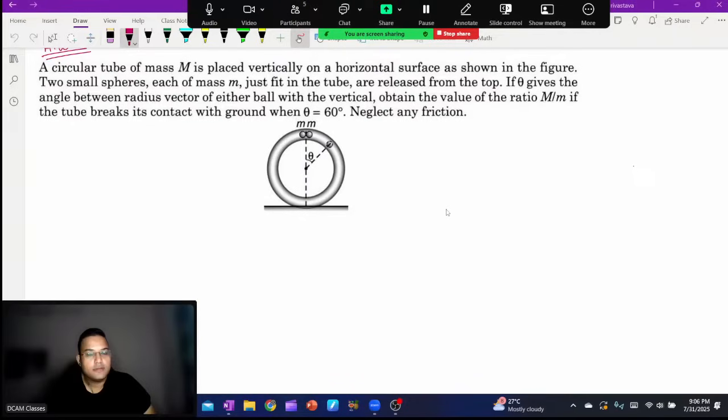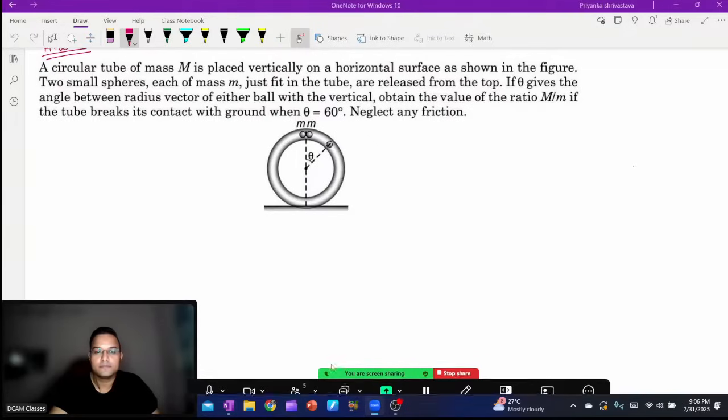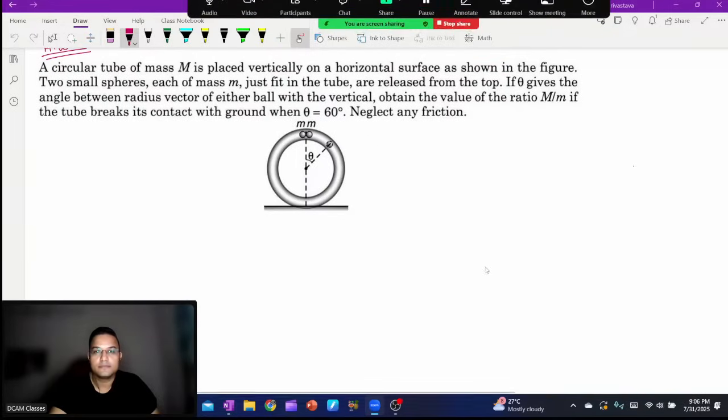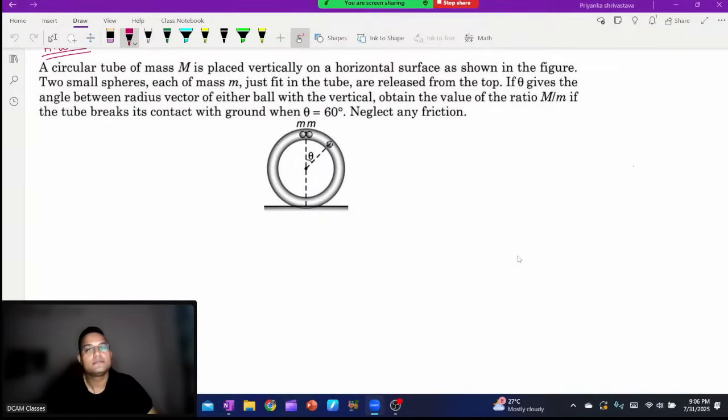Sir, I got one idea. Tell me the idea, that is what I want to hear. We have to obtain the ratio of the mass at which the tube breaks contact. Sir, the mass M is initially at height 2r. Correct, so it will have potential energy. As soon as the sphere starts moving, it will start descending from the height.